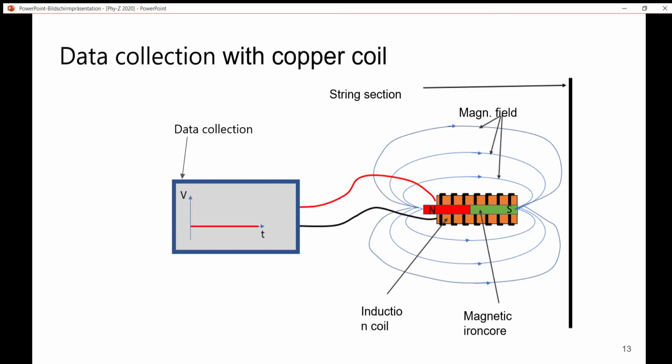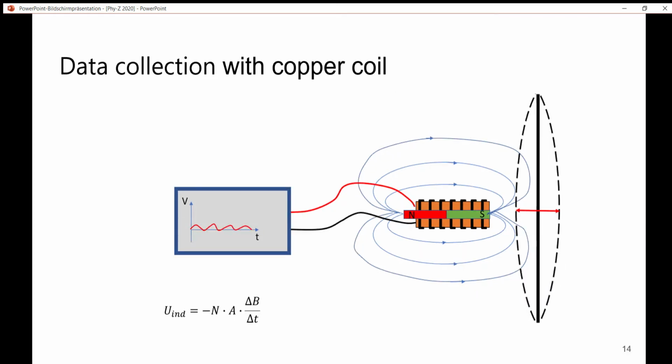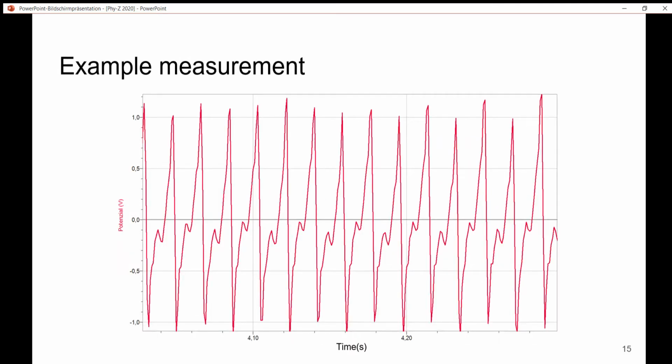Now to the data collection with the copper coil. We placed our sensor next to a string section, and when the string moves, because the string is magnetized, the magnetic field inside of the coil changes, and thus an electric current is measurable. And because of the amplifier and the Vernier converter, we can measure this at the laptop. And the measurement of this looks like this.